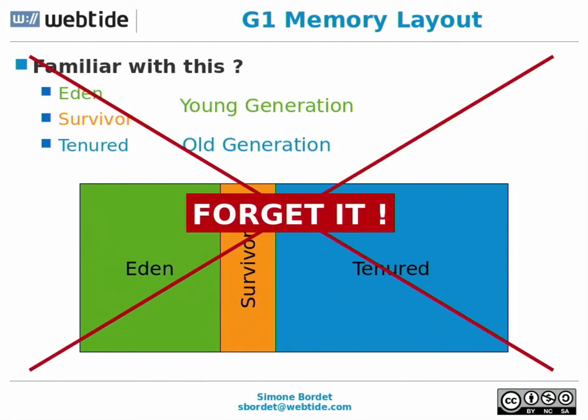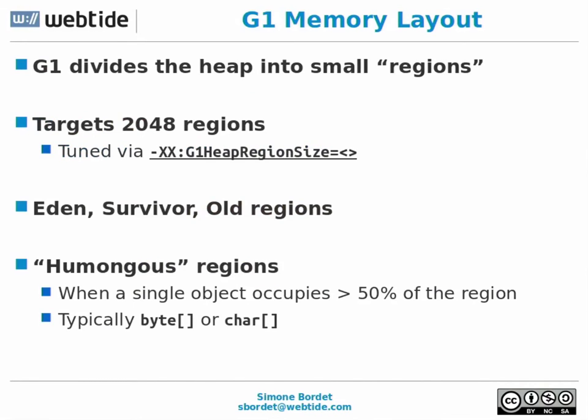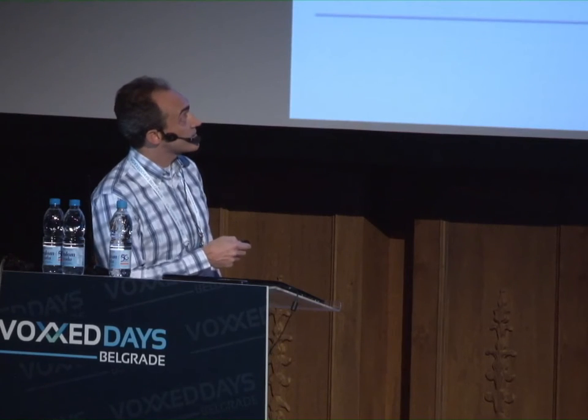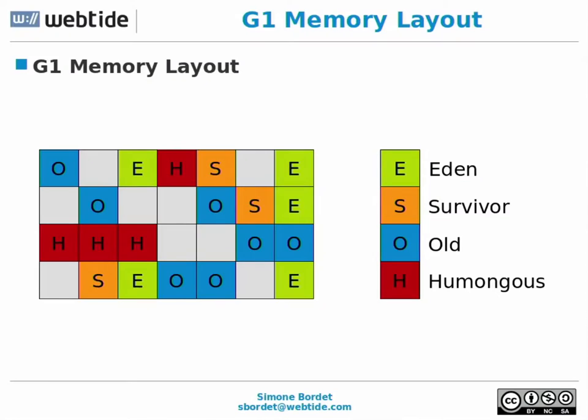So forget about it. G1 is completely different. What G1 does is it tries to divide the heap into 2,000 smaller regions. These regions have a tag associated with them, and there are eden regions, survivor regions, old generation regions, and then there is a special new tag called the humongous region. These are the regions that contain a single object that occupies more than half of the size of the region. So in a graphical way, this is more or less what the G1 memory layout looks like. You have many, many regions. Some of them are empty. Some are old regions, so they have this tag attached. And other regions, survivor, humongous, and this is how it looks.